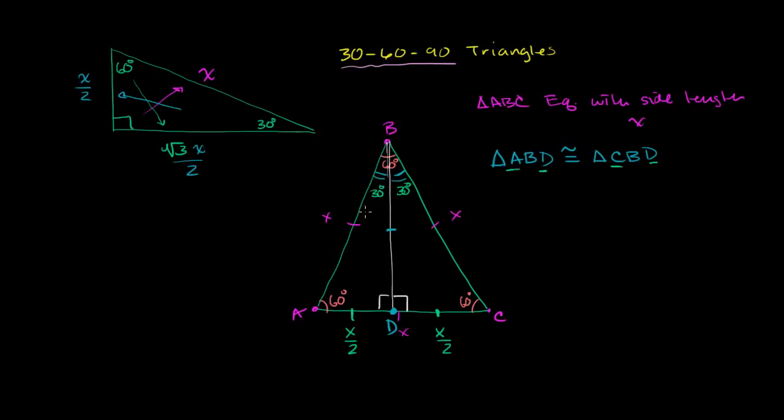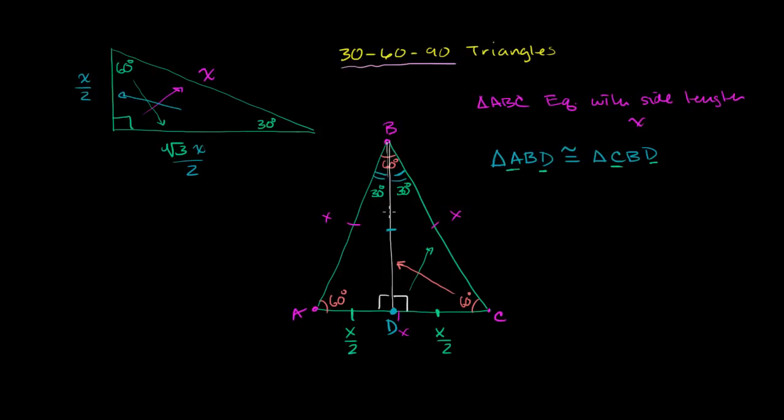So we've already shown one of the interesting parts of a 30, 60, 90 triangle. I guess I didn't point this out, but by dropping this altitude, I've essentially split this equilateral triangle into two 30, 60, 90 triangles. And so we've already shown that if the side opposite the 90-degree side is x, the side opposite the 30-degree side is going to be x over 2. That's what we showed right over here. Now we just have to come up with the third side, the side that is opposite the 60-degree side right over there.